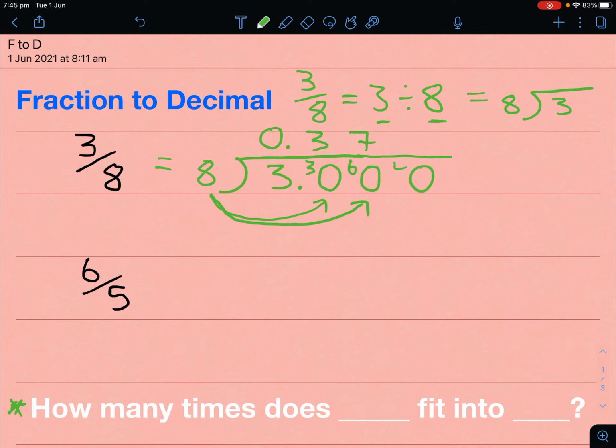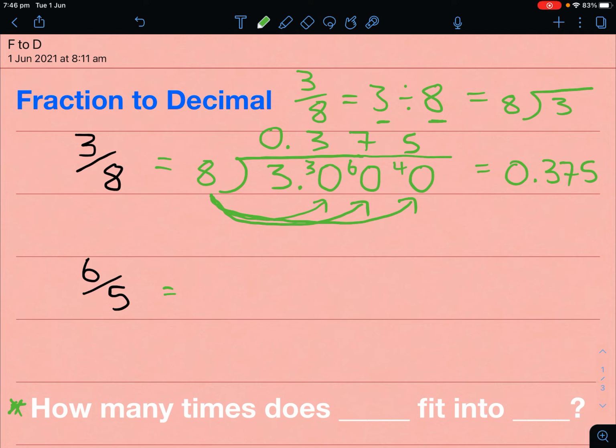So again, create another 0, drag that remainder over there. Same question again. How many times does 8 fit into 40? And this time, 8 goes into 40 exactly 5 times. So that means we can stop now, and that's our final answer. So you can see up the top there, there's our decimal. So 3/8 is equivalent to 0.375. That's the decimal version of the fraction 3/8.